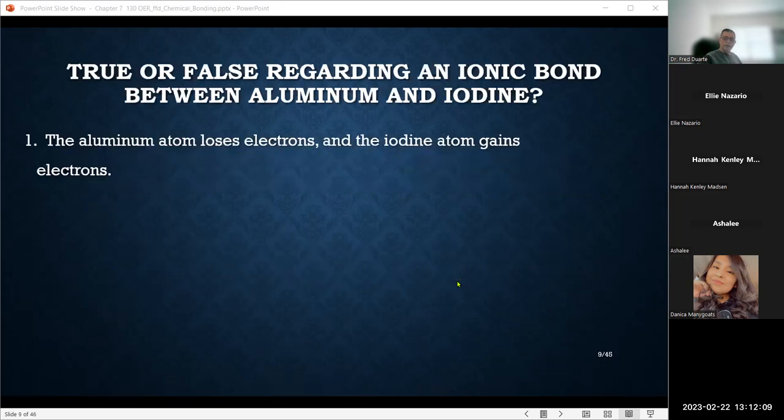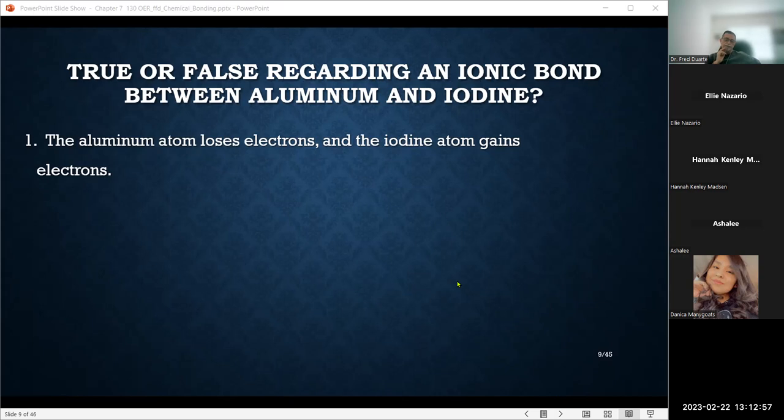Okay, so you may have questions like this: true or false? This is regarding an ionic bond between aluminum and iodine. All right. So it says here the aluminum atom loses electrons and the iodine atom gains electrons. Also keep in mind when you read these questions that in order to be a true statement, all aspects of that question must be true. Because you may occasionally get a question where only one part is false, and then the whole thing will be false.